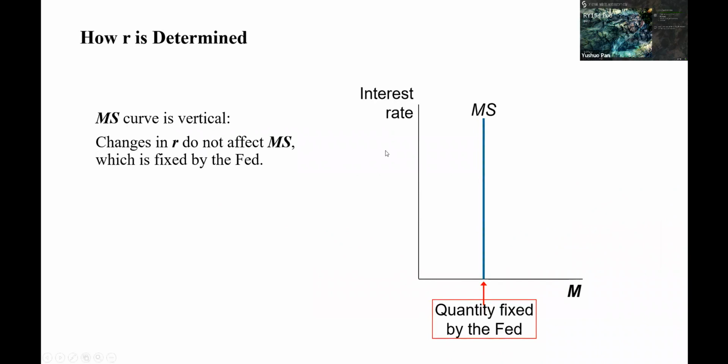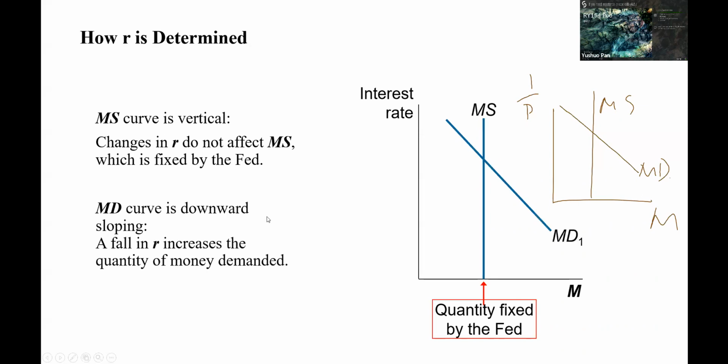Money supply is vertical, as we learned before from the last picture, right? That's money supply, and that's 1 over P, the value of money. The money supply is always vertical, decided by the Fed, and then the money demand. MS, money supply is vertical, so a change in R does not affect money supply, which is fixed by the Fed. That's our assumption. The money demand curve is downward sloping. A fall in R increases the quantity of money demanded.